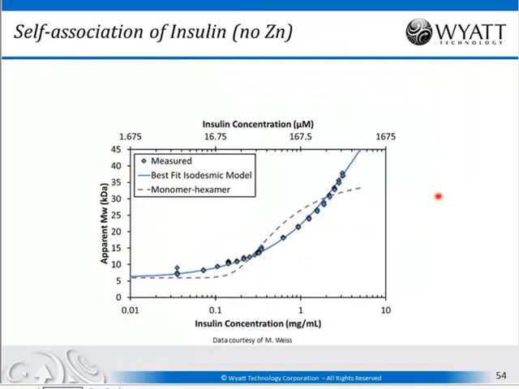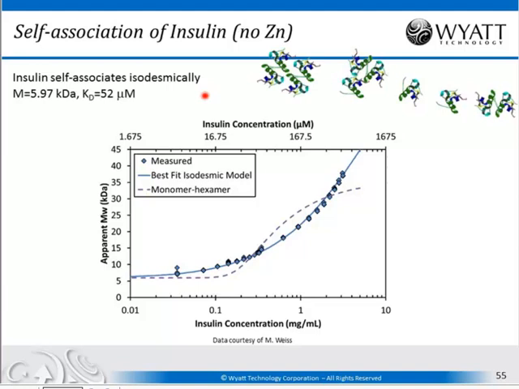Insulin, in the absence of zinc, self-associates as well, but if you don't have zinc, it doesn't form hexamers. So here's a concentration series with insulin, plotting the apparent molecular weight determined from light scattering. And if it were forming a hexamer, it should look like this dashed line. But in fact, it is forming a different association scheme. It's a progressive association forming dimer, trimer, tetramer, and so forth, with a KD of about 52 micromolar.